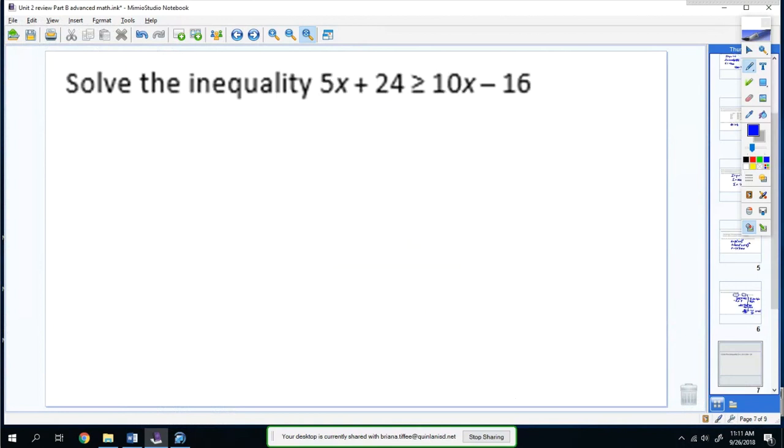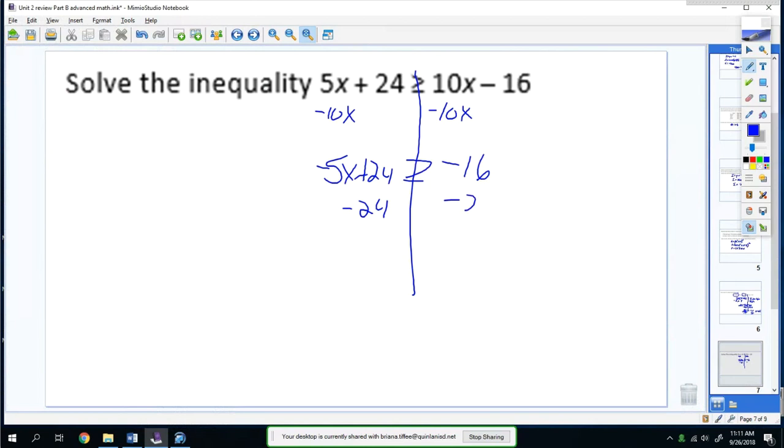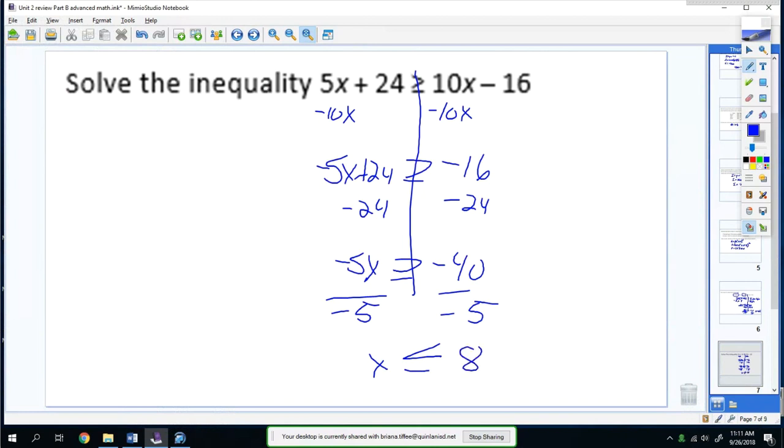All right, solve the inequality. So I'm going to draw my line. I'm going to subtract 10x from both sides. I get negative 5x plus 24 is greater than or equal to negative 16. Subtract 24 from both sides. You get negative 5x is greater than or equal to negative 40. And then I'm going to divide both sides by negative 5. So you get x is now less than or equal to a positive 8, because negative 40 divided by negative 5 is a positive 8. And then I switch my sign since I divided both sides by negative 5.